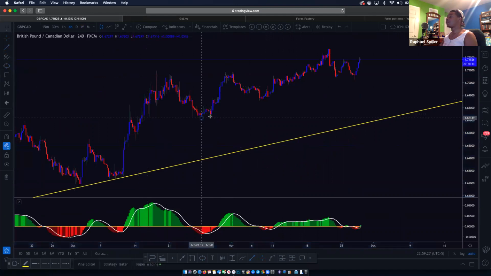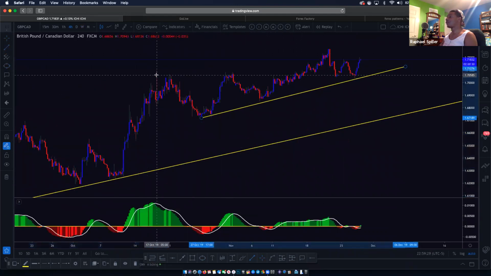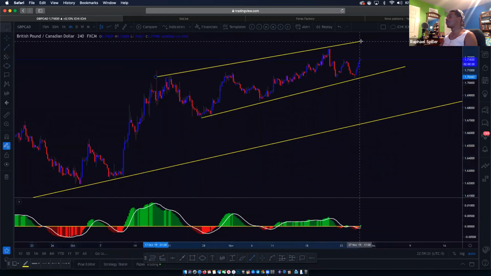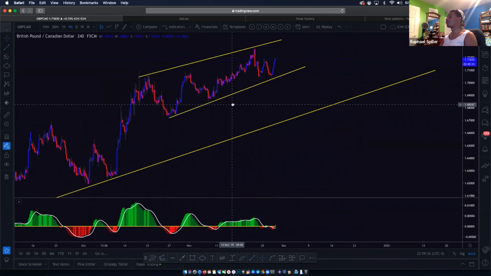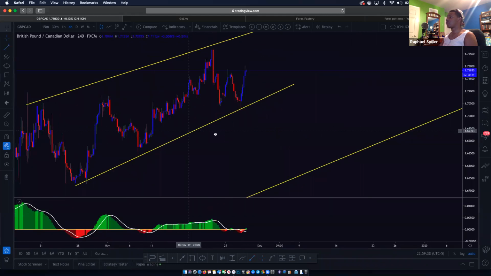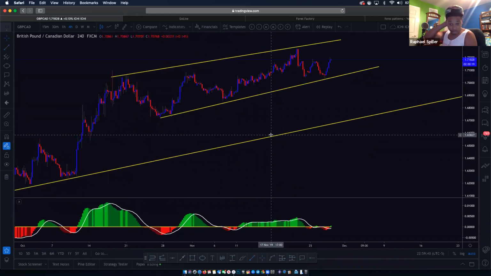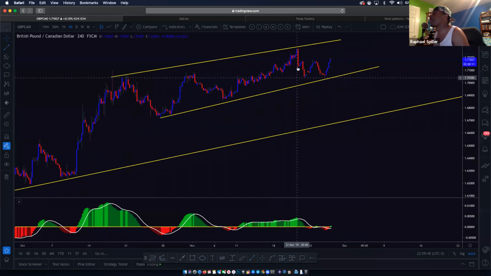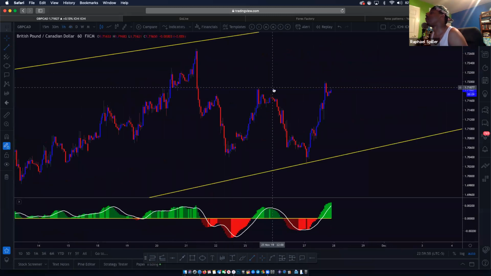And to be honest, what I see right now, oh my God. I didn't even see this, you guys, until just right now. I see an ascending wedge right now. The difference between a flag and a wedge is a flag is a continuation pattern, a wedge is a reversal pattern. That's the difference.